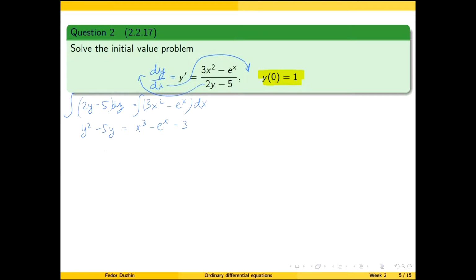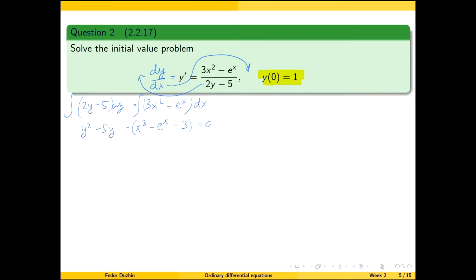Well, now we need to solve for y. So how do we solve for y? Notice that if we move everything with x to the left hand side, then we get a quadratic equation, right? In terms of y, this is a quadratic equation. Now let us just solve it as a quadratic equation.